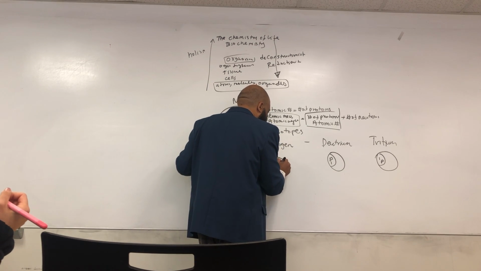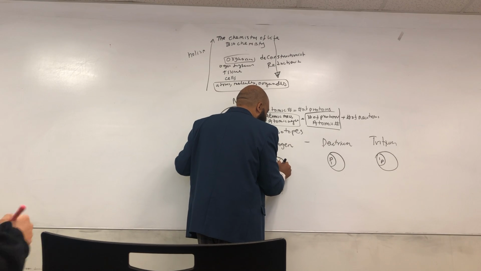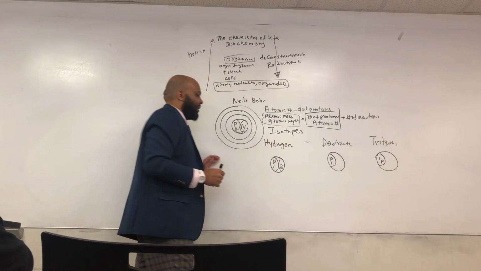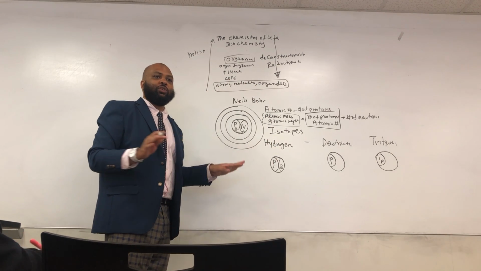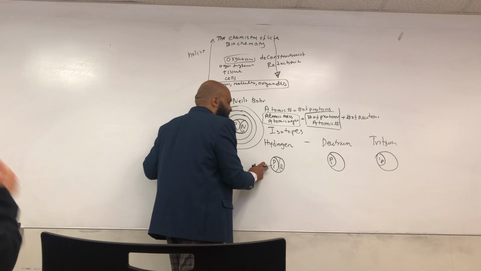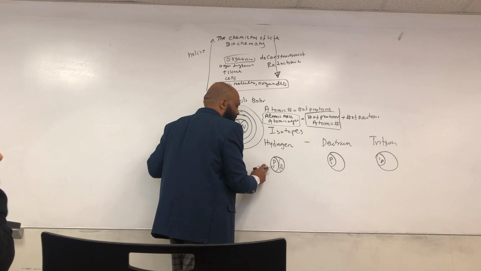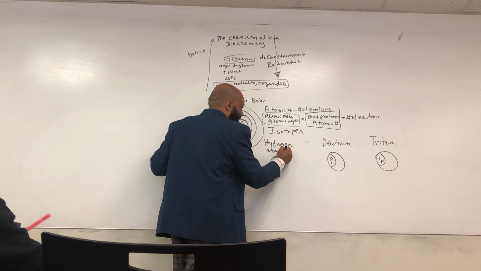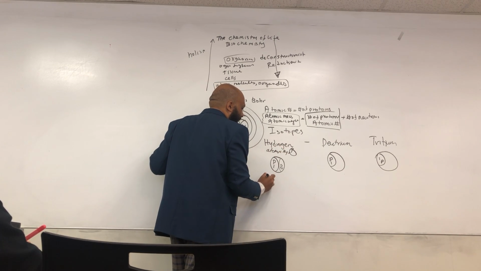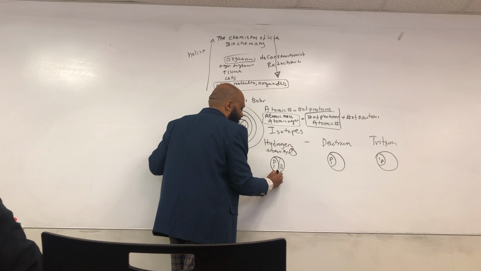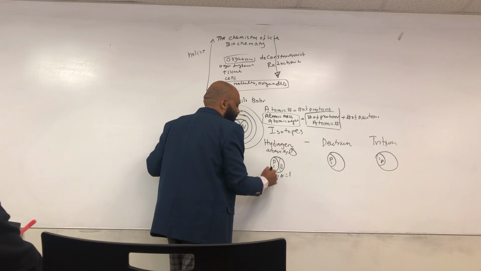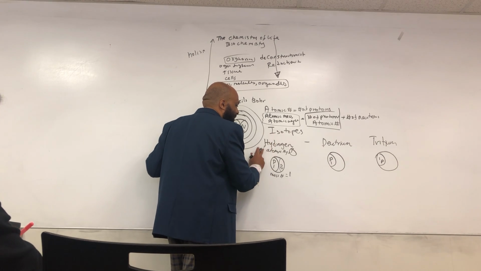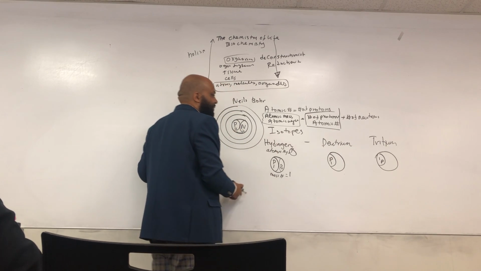So the neutron number for hydrogen is 0. Hydrogen has no neutrons. So what is the atomic number of hydrogen? 1. Very good. The atomic number of hydrogen is 1. And what is the mass number of hydrogen? It is 1, because 1 plus 0 is 1. So hydrogen has the same atomic number as its mass number.